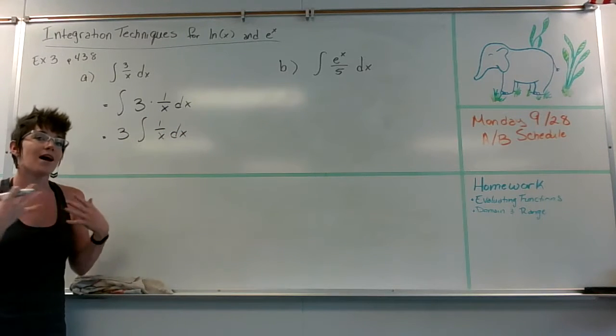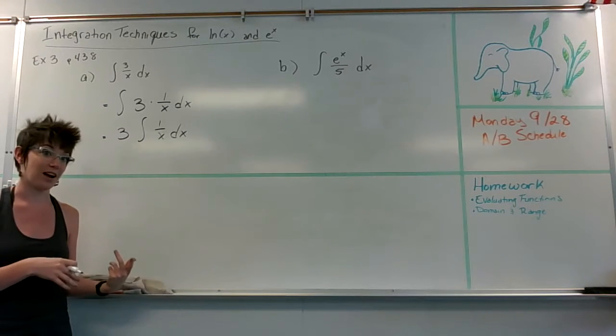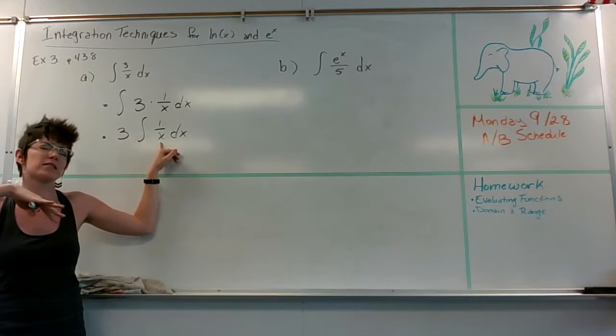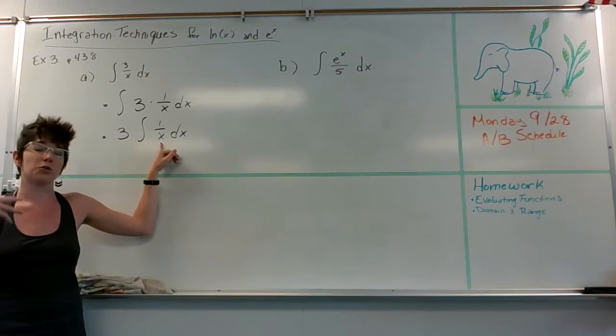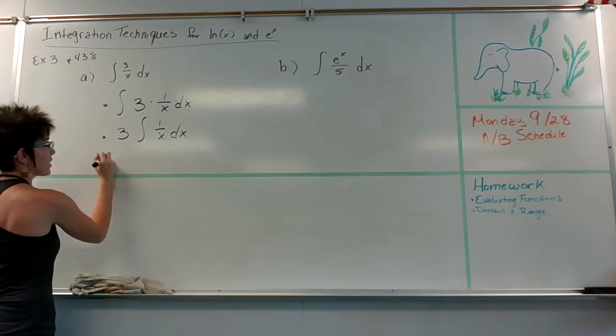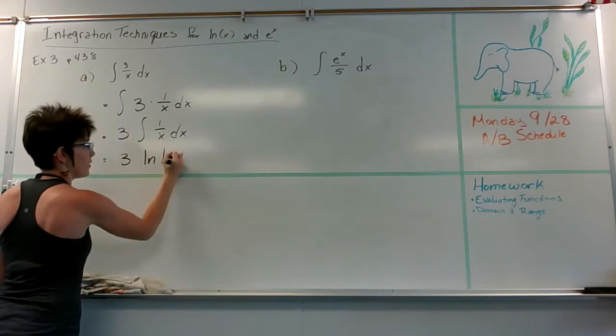Now I can start thinking about what the antiderivative for 1 over x is. Thinking backwards, if 1 over x is the derivative, what function would have given me that? Well, that's natural log of x. So the antiderivative for this is just going to be ln of x.